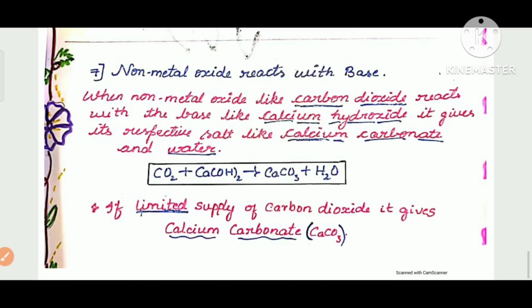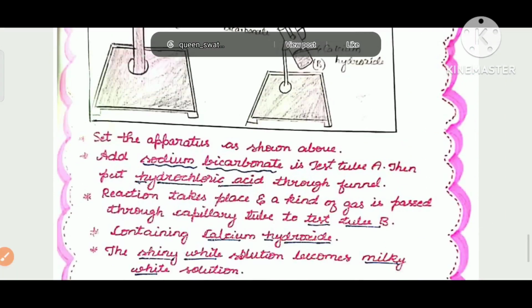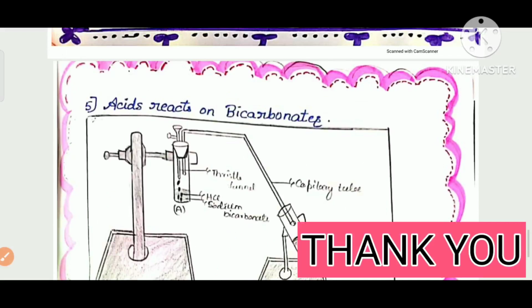This is about the chapter Acids, Bases and Salts. Right now you just go through these points; in upcoming videos, the most important and higher order thinking questions, each and everything I will upload on my YouTube channel.